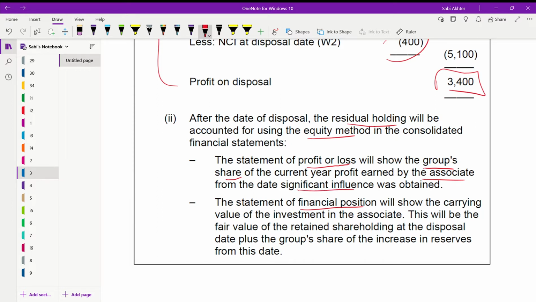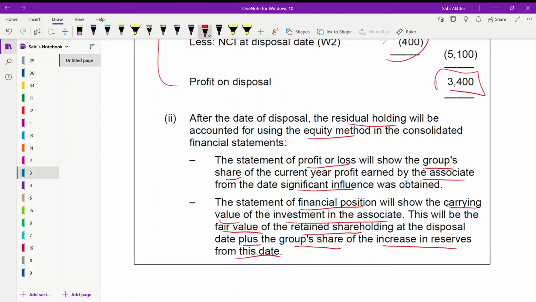And for the statement of financial position, you have to show the carrying amount or the carrying value of the investment in the associate. What is that carrying value? This will be the fair value of the retained shareholding at the disposal date plus the group share of the increase in reserves from this date. That means the group share of the associate's profit plus the fair value of the retained shareholding at the date of the disposal. You add this and that amount will go in the statement of financial position, and it will be named as investment in associate.